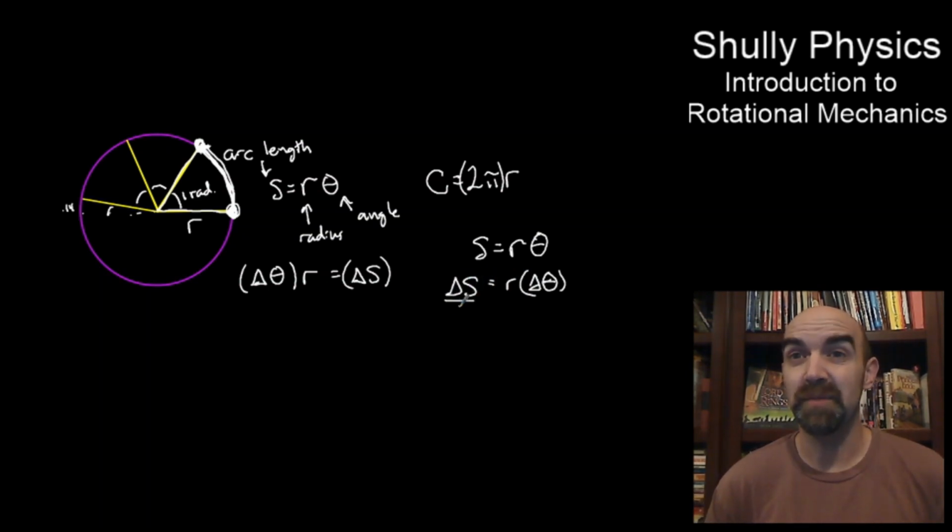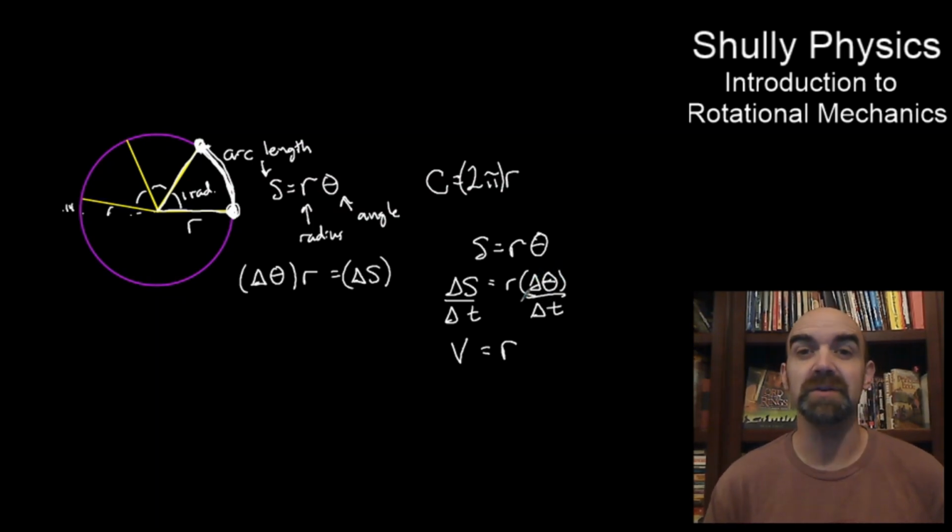What if we divide both sides by a change in time? We get a rate of change. A delta S over delta T, this is a distance traveled divided by a time increment. So what is this? This is a velocity. It's a velocity. I'll come back to the direction aspect of that in a moment. And that would give us over here an R times a delta theta over delta T.